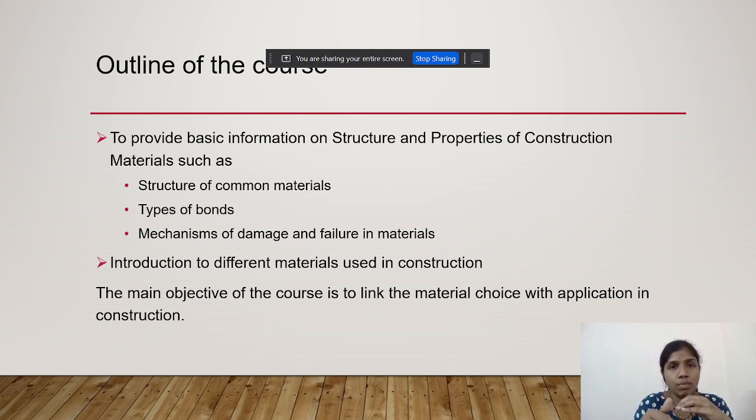And from the second part onwards, from week 4 onwards, we have been introduced to different types of materials which are being used in construction, like cement, aggregate, sand, concrete, asphalt, different types of construction materials. And in this lecture, we are going to see a particular construction material called glass.